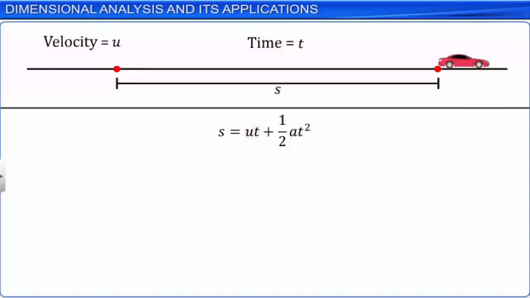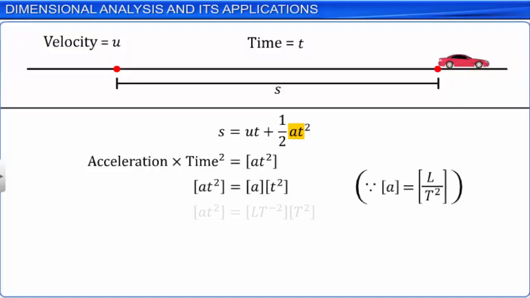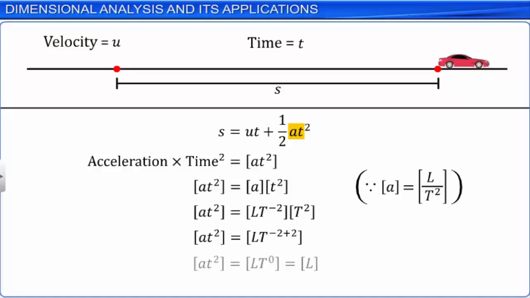The second term on the right-hand side of the equation is half at square. Half is a constant and thus does not have any dimensions. In this term, it is the product of acceleration and time square. The dimensions of a are LT power minus 2 and that of t are T. Thus, the dimensions of at square are as shown.